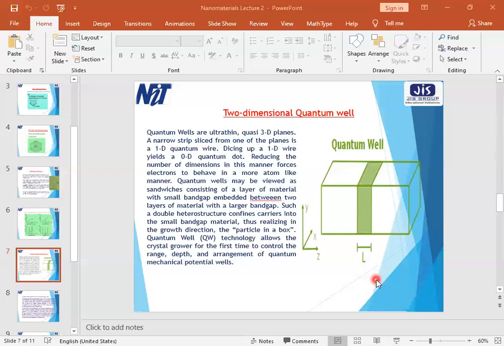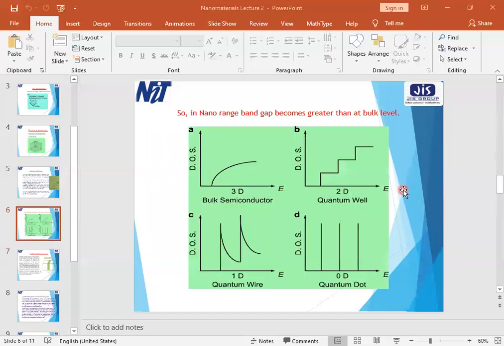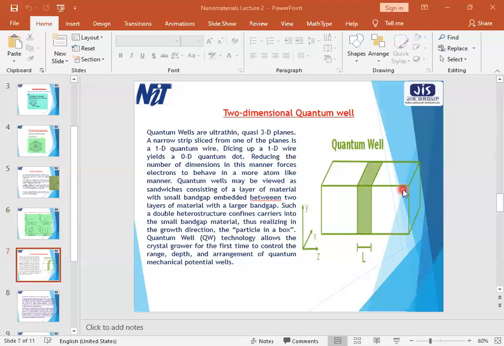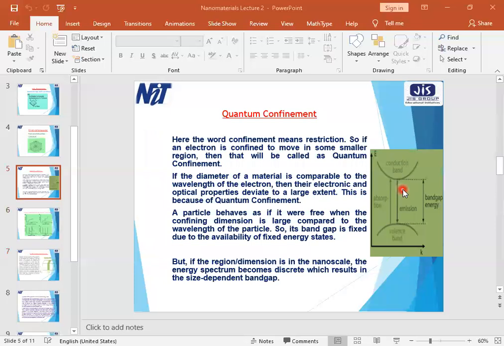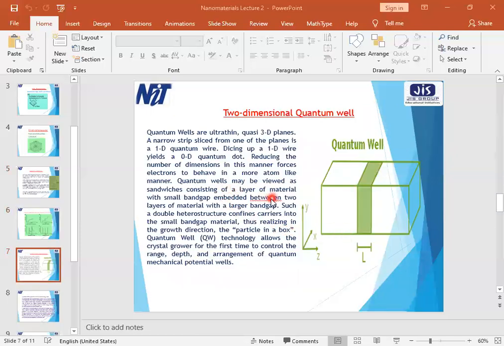You just recall that suppose there is a strip and there is another strip. So what will happen if you want to sandwich them? The band gap will be greater. That is why we have said that quantum wells may be viewed as sandwiches consisting of a layer of materials. Due to that, the band gap will increase. And if the band gap increases, then the behavior of the particles or the material will be different.